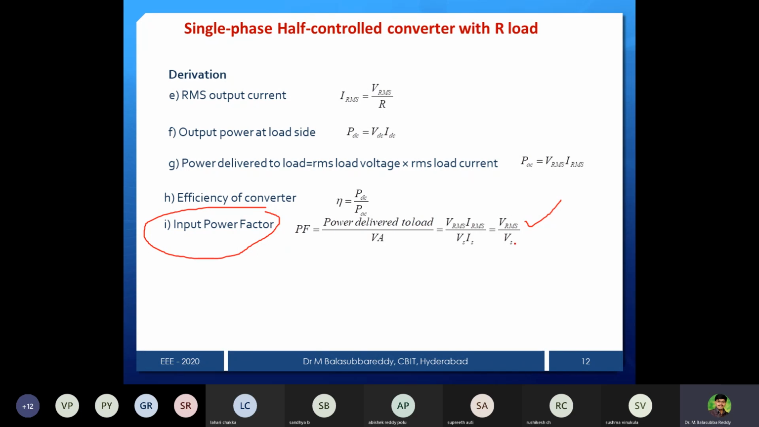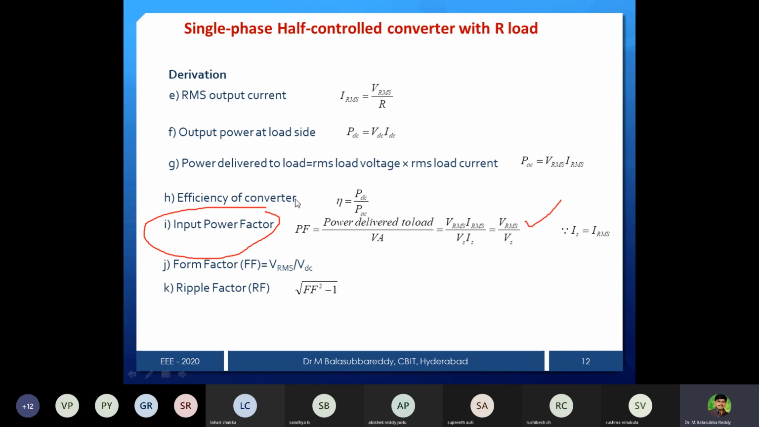Vs is the supply voltage. VRMS we will calculate as 1 by 2 pi integral alpha to pi Vm square sin square omega t, whole power 1 by 2. If you simplify that, we'll get VRMS, and Vs is the usual supply. And then form factor. So form factor is VRMS by VDC. And then ripple factor, root of form factor square minus 1. So these are all general formulas.